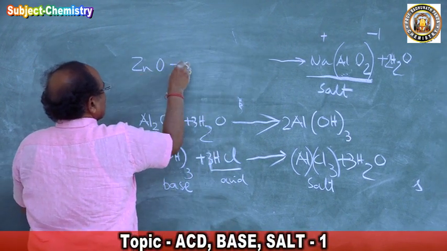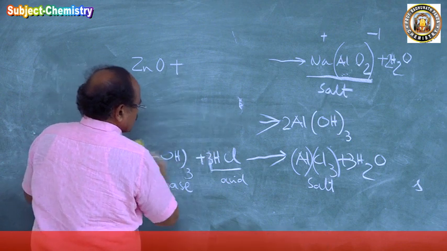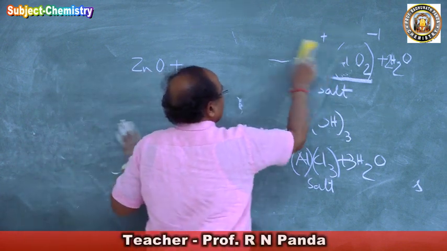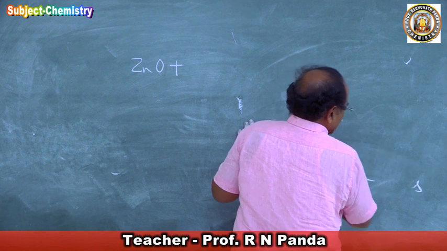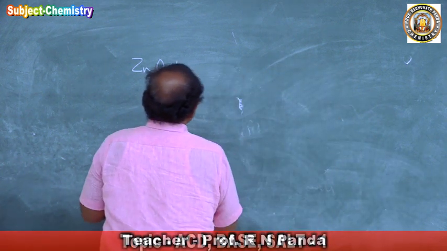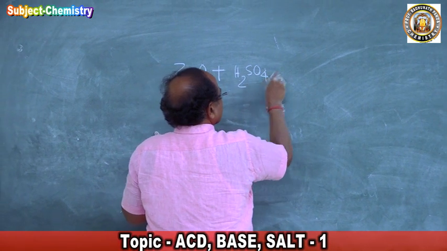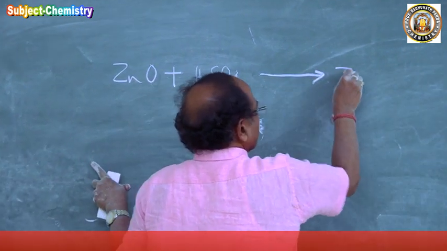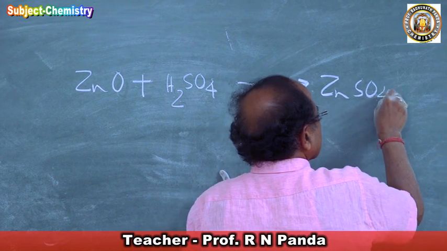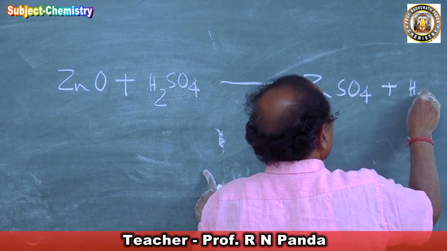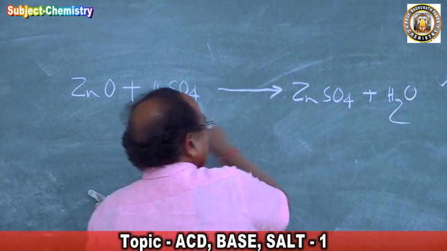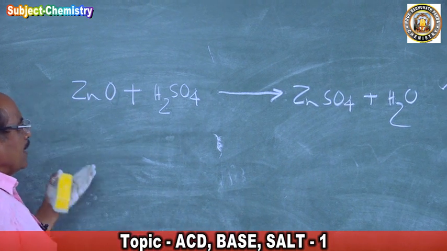Similarly, another example we can take is zinc oxide. Zinc oxide is also an amphoteric oxide, because zinc oxide reacts with acid. So if you add sulfuric acid, it forms zinc sulfate plus water. This is called a chemical equation, and I am writing the equation now.